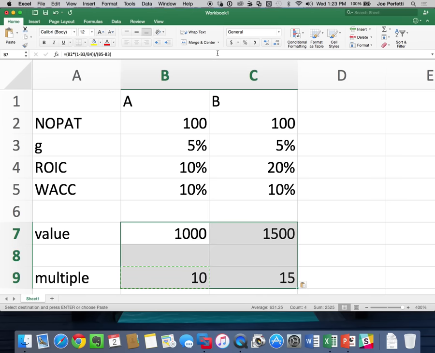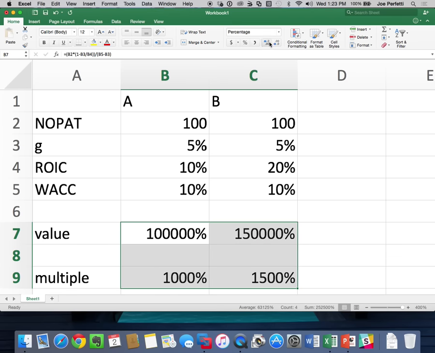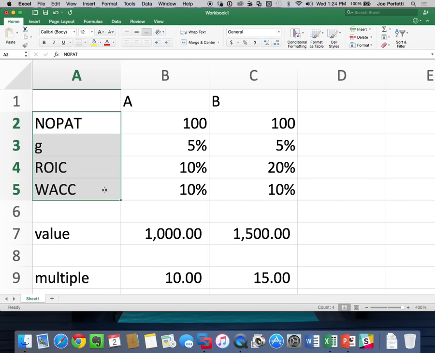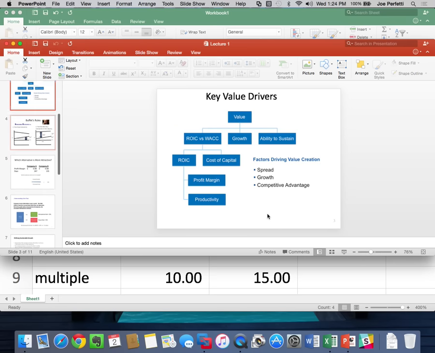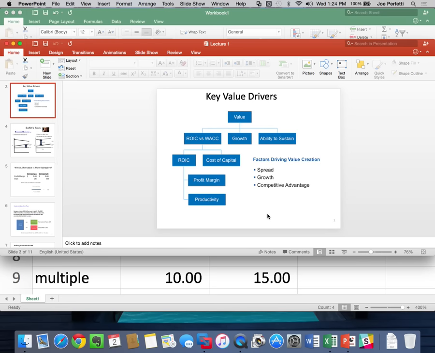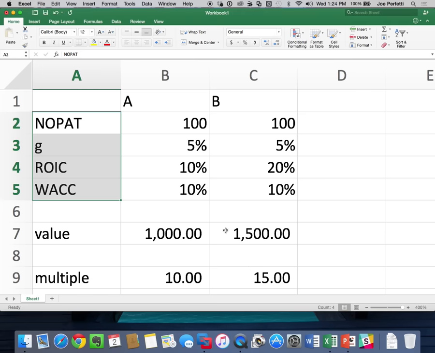What actually drives the value of a business? Well, it's these 4 things. If you really think about it, and I'll go back to the PowerPoint, I skipped over this slide, but this is a graphical representation of the key value drivers. 3 things matter: spread, growth, competitive advantage, and sustainability. So spread, growth, and what I think these numbers are going to look like long term. That's what's key to understanding the value of companies.